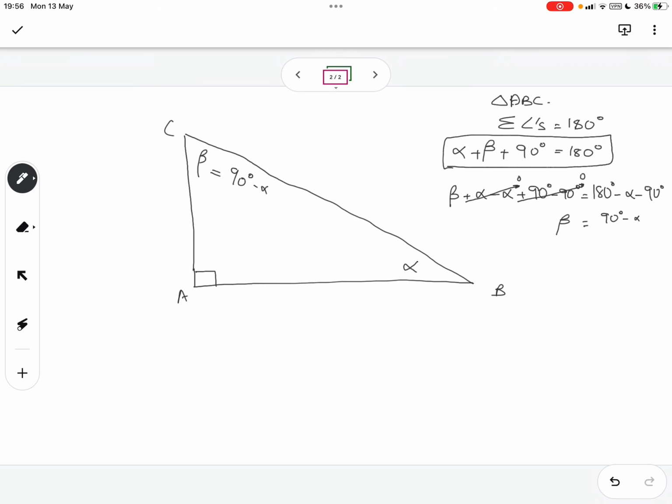90 degrees minus alpha. And you can apply this to any right-angled triangle. You will have a triangle that's got a 90-degree angle. This will be angle X. Then this angle here is 90 degrees minus X. That's the long and short of it. You can always use that. That's a cheat sheet.